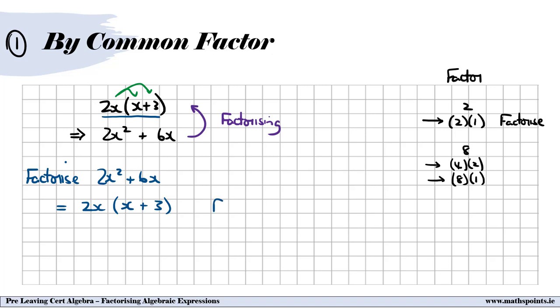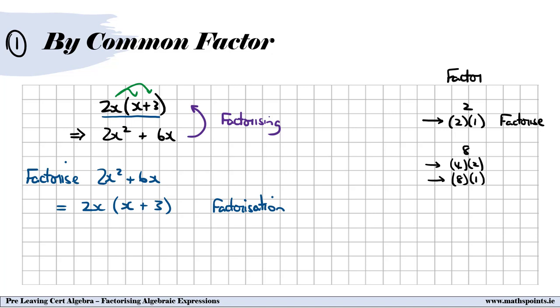And that's the factorization done. I've divided it into its two factors. 2x is a factor of 2x squared plus 6x, and x plus 3 is a factor of 2x squared plus 6x. How would I go and prove that this is the answer? Well, if I multiplied it back out, I should get the original expression. So 2x by x is 2x squared, and 2x by 3 is 6x. And that's all factorization is. It's taking an expression and dividing it or splitting it up into its factors.